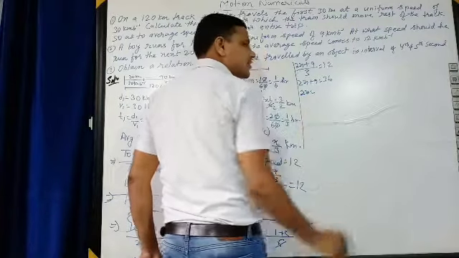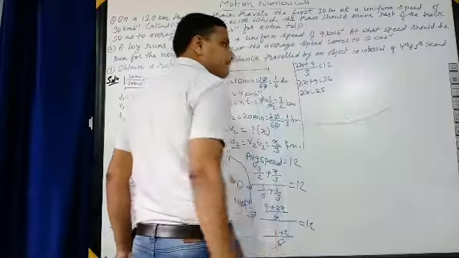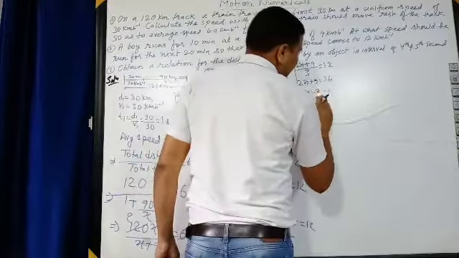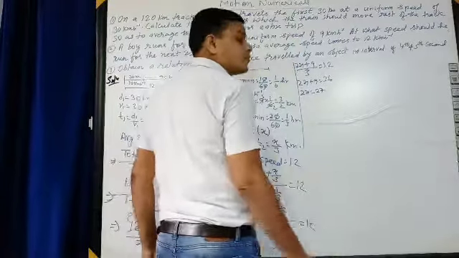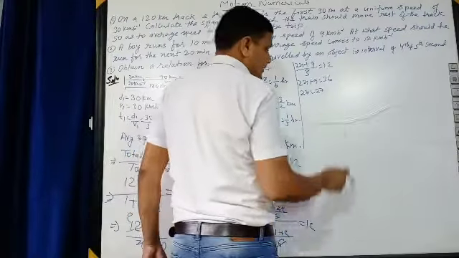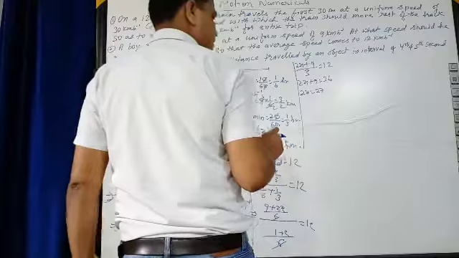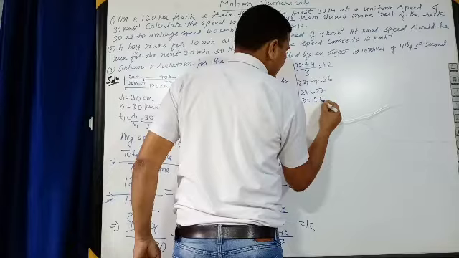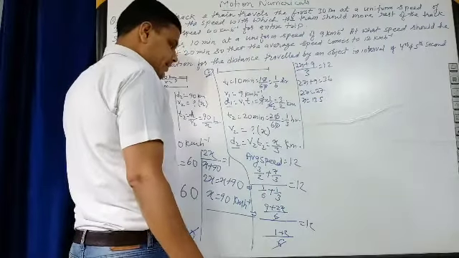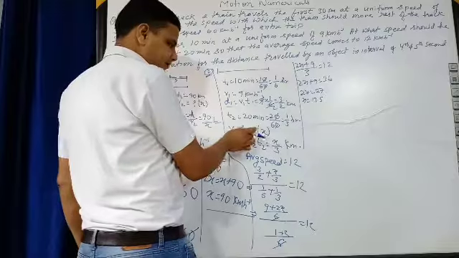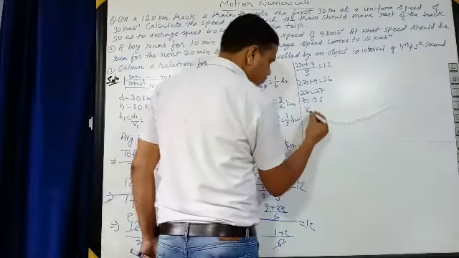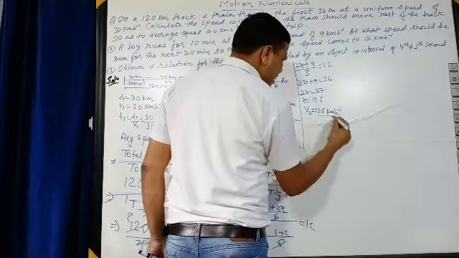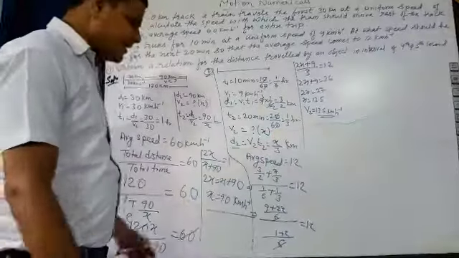2x is equal to 36 minus 9, that is 27. X will be 13.5. What is X? V2. So we can say that V2 is 13.5 kilometer per hour. This is the solution for the second question.